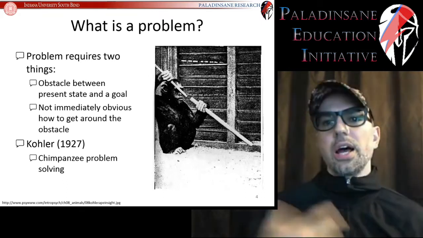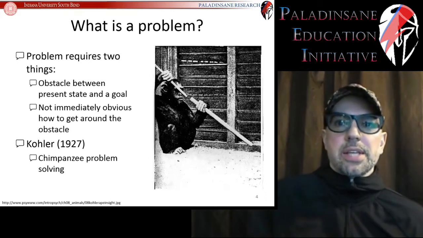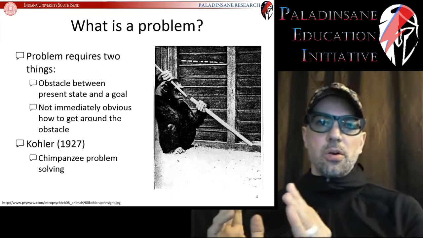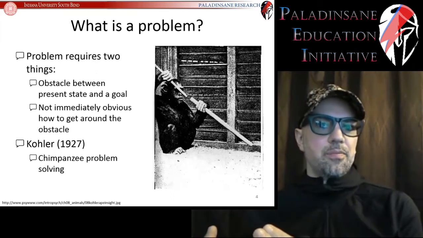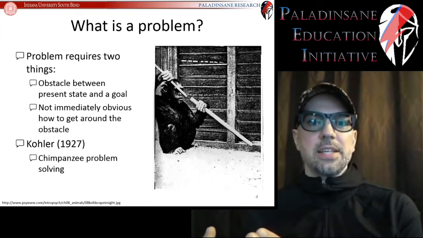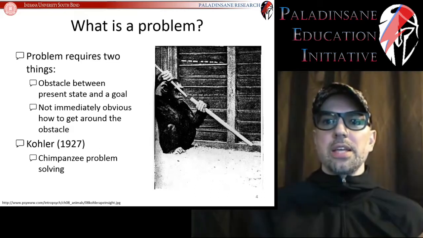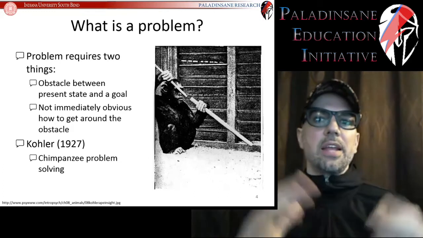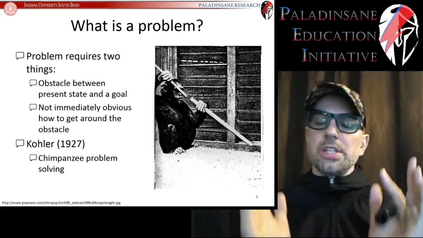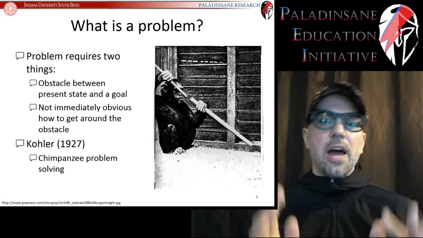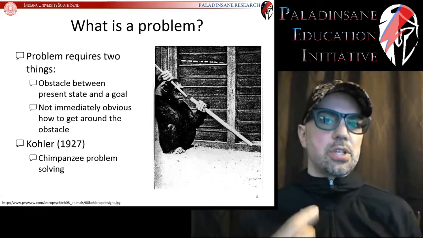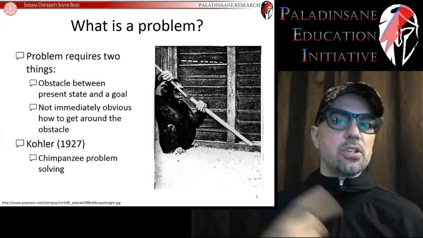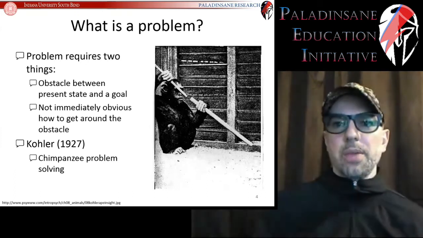So in Kohler's chimpanzee experiments, he would set up obstacles between the chimpanzee and a banana. So the chimpanzee would be in the present state of being too far away from a banana to eat it, and the chimpanzee wanted to get into the goal state of being close enough to the banana to eat it. And the obstacle in between was not immediately obvious how to remove. And that's criteria number 2. The obstacle cannot be immediately obvious in terms of how to get around that obstacle. That's what makes a problem.